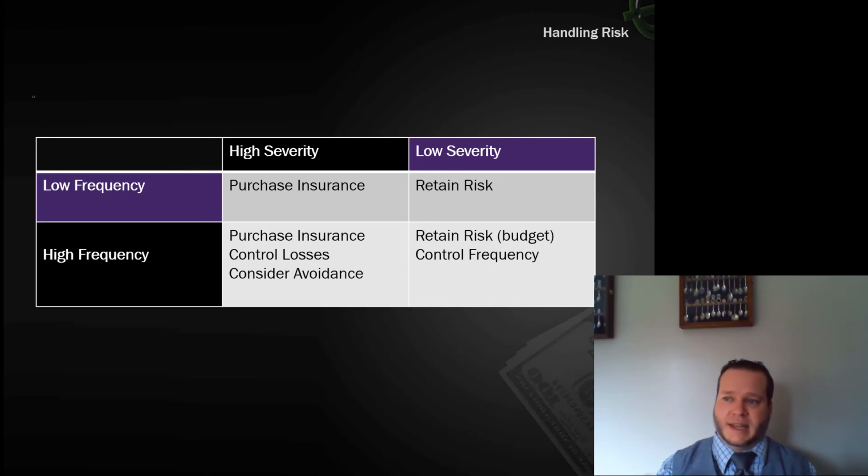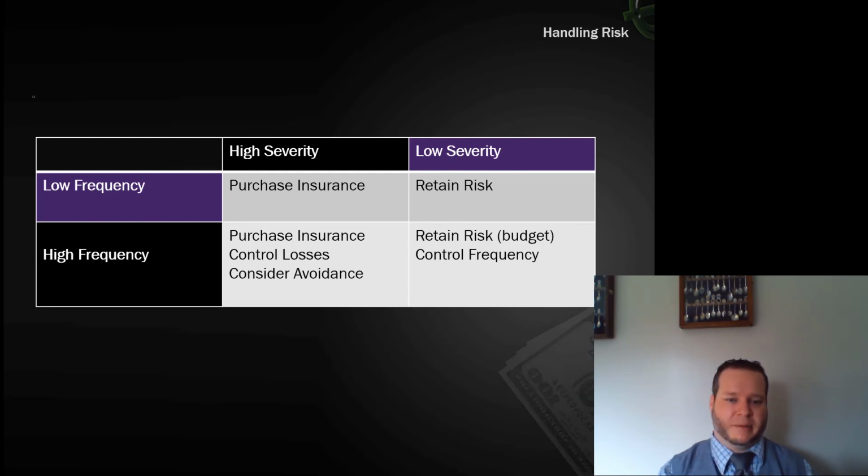So, let's say you don't get lots of speeding tickets, and they're not terribly expensive when you get them. It's not like thousands and thousands of dollars. That would be low severity, low frequency. You're going to retain that risk. You're going to say, you know what, I'm just going to have my emergency fund ready. If I get a speeding ticket, I'll pay it out of my emergency fund and be okay with it.